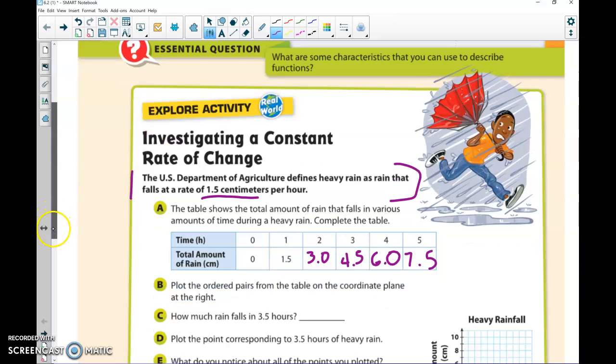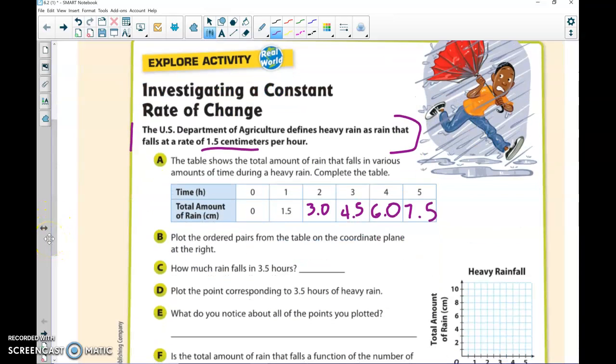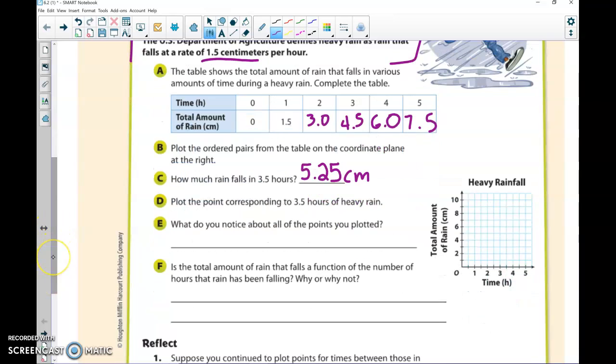Then it wants to know how much rain fell in 3.5 hours. So then we're going to multiply 3.5 by 1.5. So if you have your calculators out, you can do that. And you figure out it's 5.25 centimeters. Then it wants us to plot the points. We can do that. And then what do you notice about all the points that you plotted?